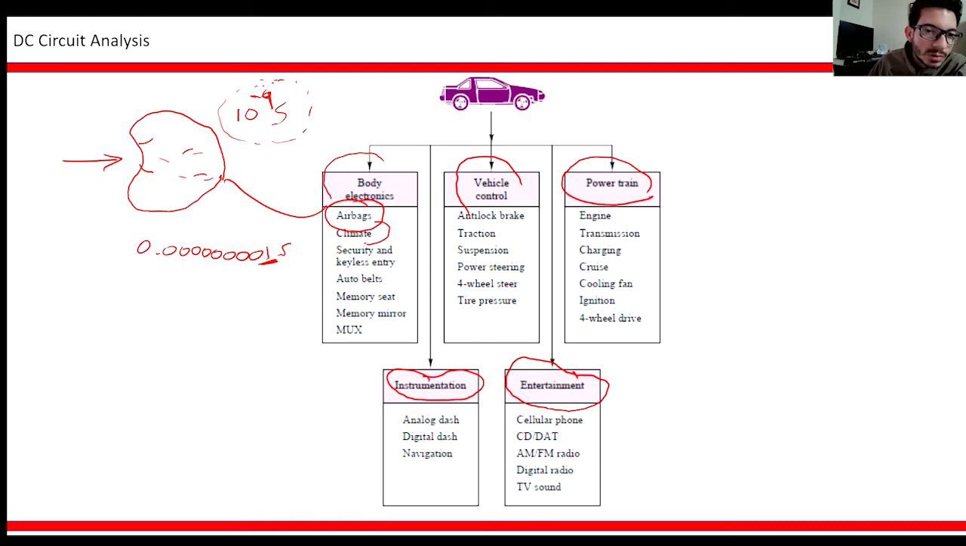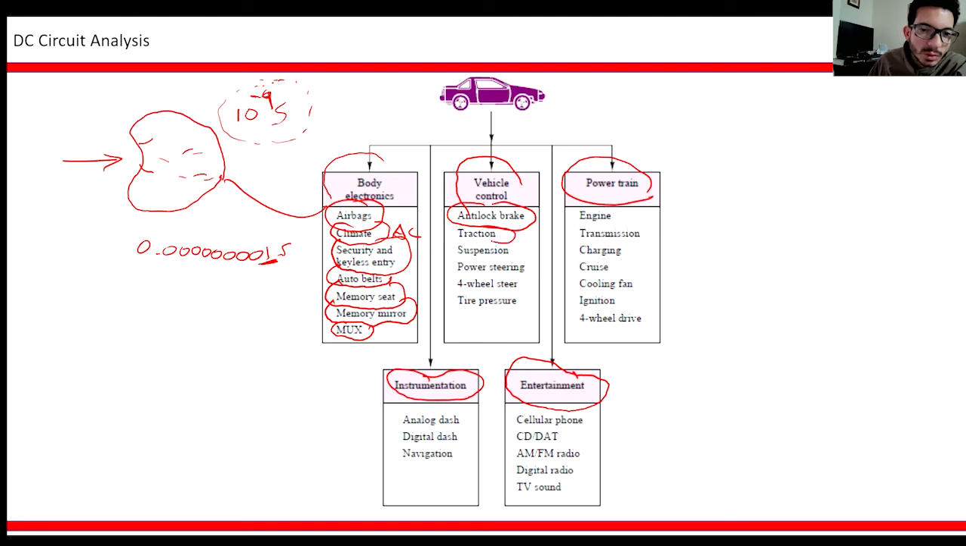The climate control, so this is the AC and the heater. The security, so the keys, the locking and opening. The sensors to let you know that you haven't used your seatbelt. Memory seat to go back to the features that you had. The mirror that you can fix from a button. The multiplexing to be able to play different stations or different things at different parts of the radio of the car. Now the control, we have the anti-lock brake.